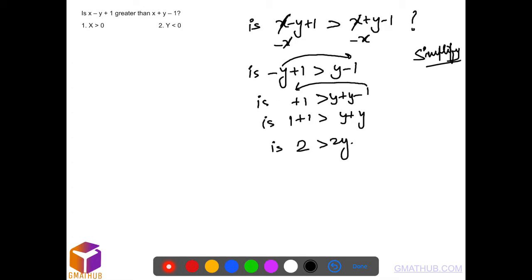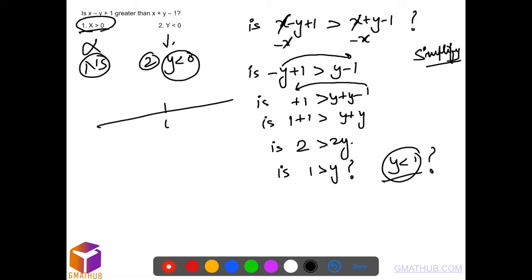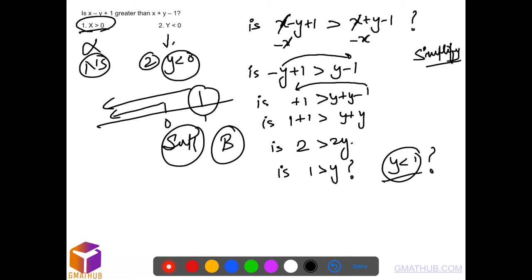Now we can divide both sides by 2. Is 1 greater than y, okay, or is y less than 1? That's your question now. If you see first statement, it talks about x, we don't even need x, not sufficient. Second one says y is less than 0. The question was, is y less than 1? So if y is less than 0, it will definitely be less than 1. So this is sufficient. B would be our answer.